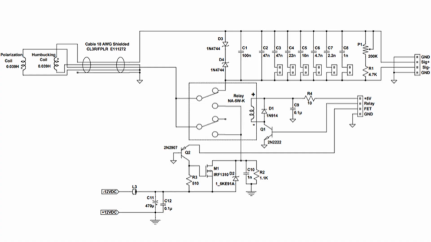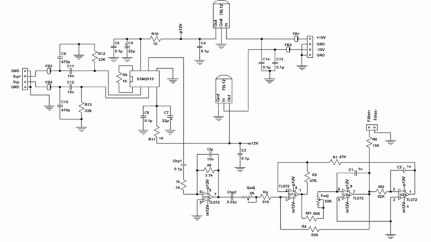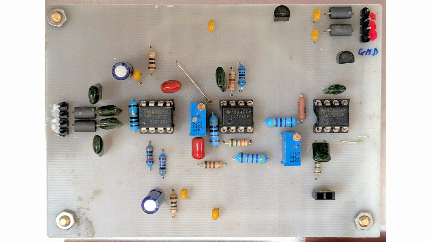The polarization circuit is Geller's design modified for common coil grounding and 12-volt 4-amp operation. This is the polarization and signal switching board. The preamp filter uses a state variable bandpass filter design to allow Q and frequency adjustment. The second board contains the preamp and filter.